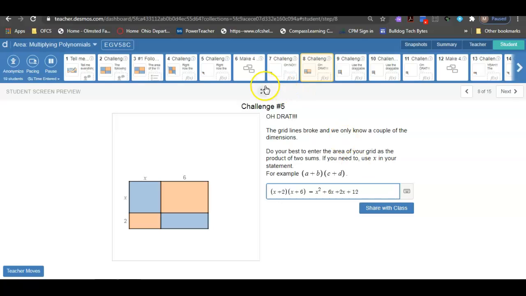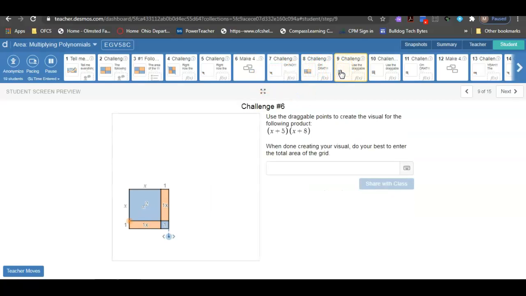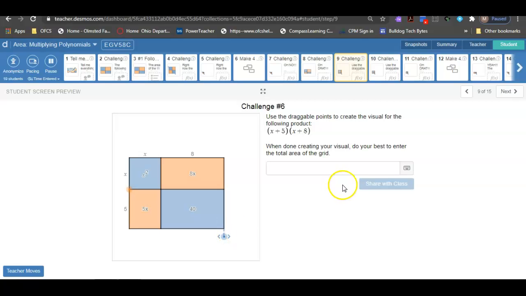Let's try another one together. Let's take a look at 9. Here they want us to drag the points to create a visual for x plus 5 times x plus 8. So I need to make this have 5 on a side, and this one x plus 8, okay? And so now they want us to enter the total area of the grid. Well, they already gave us the product as a sum, x plus 5 times x plus 8.